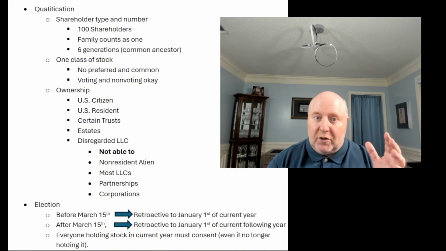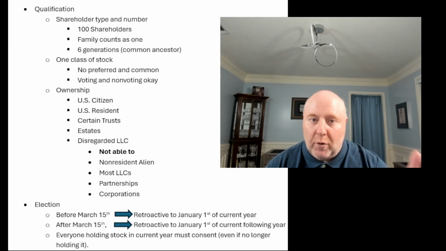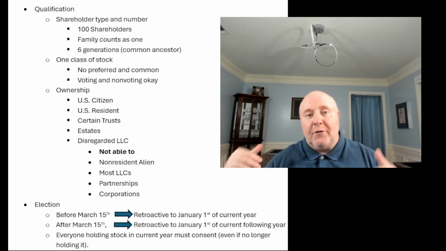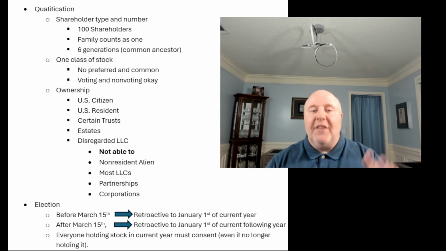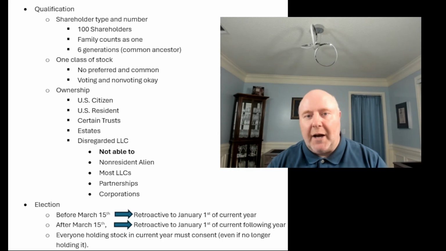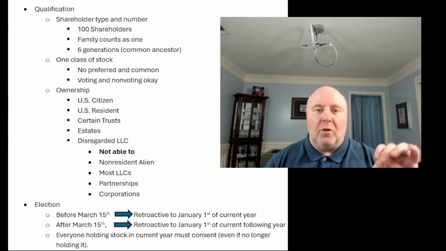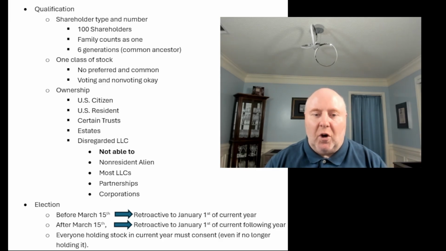So to do this, you have to be either a U.S. citizen or a U.S. resident. Now, the U.S. resident one can cause some issues, because if you're a U.S. resident and then you go back overseas, there are some issues that can arise. Then you may not count as a permissible shareholder. Okay, so a U.S. citizen or U.S. resident. Certain trusts are allowed to own shares in the S corporation. Certain estates can do that as well, and a disregarded LLC.